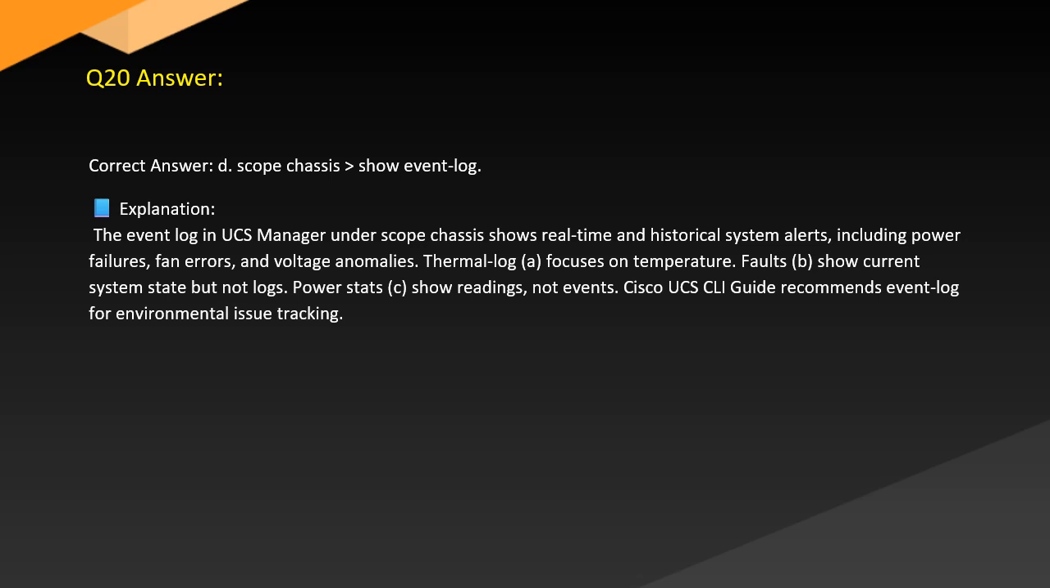Answer. Correct answer, D. Scope chassis show event log. Blue book explanation. The event log in UX Manager under Scope chassis shows real-time and historical system alerts including power failures, fan errors, and voltage anomalies.